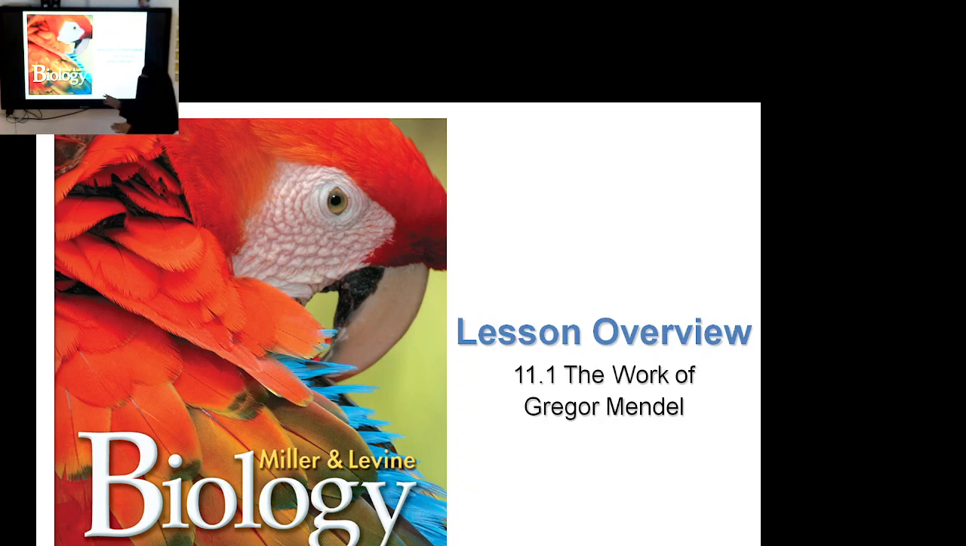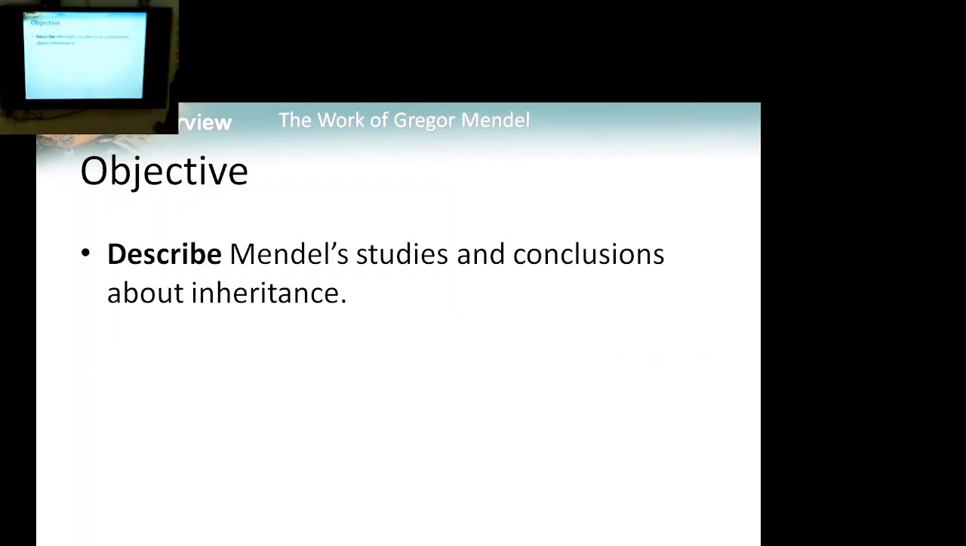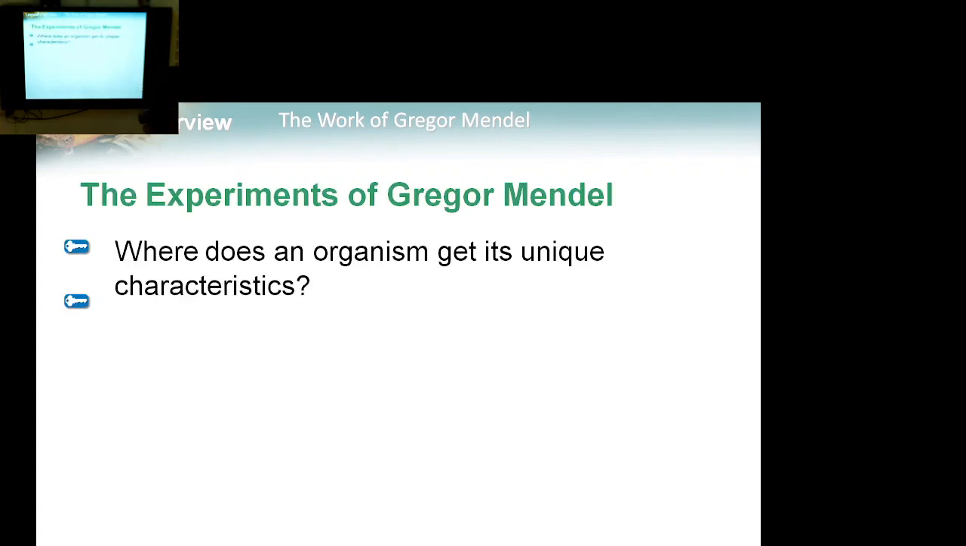So at the end of this chapter, you will be able to understand where all of the characteristics that you have come from, okay? And what is the percent chance of getting one characteristic from your parents, okay? For my objective today, I need you to describe Mendel's studies and conclusions about inheritance. The first work done by Mendel is the experiments of Gregor Mendel on peas, okay?